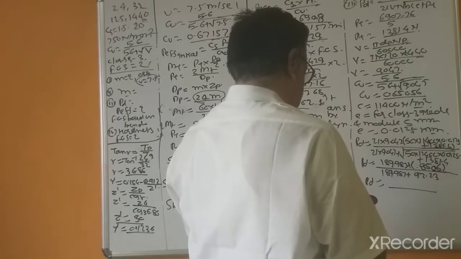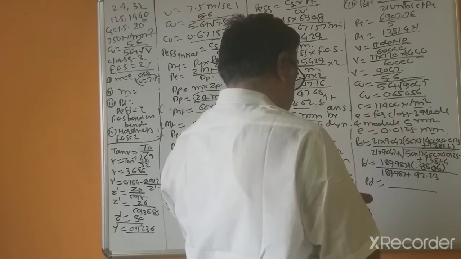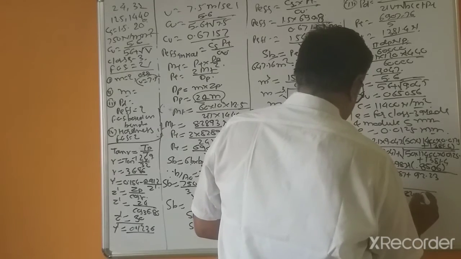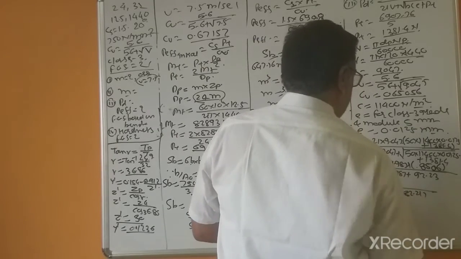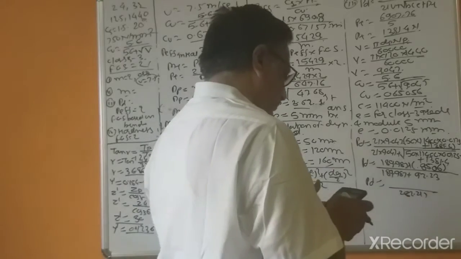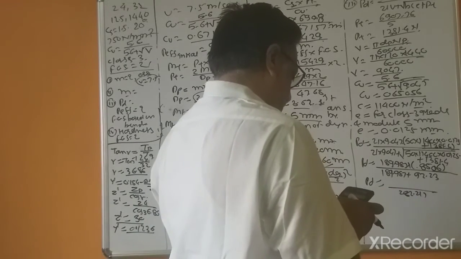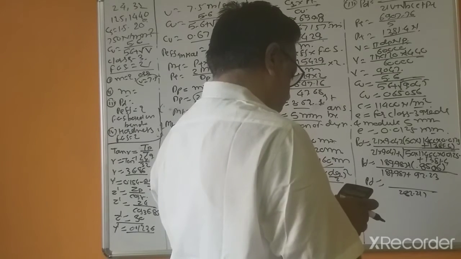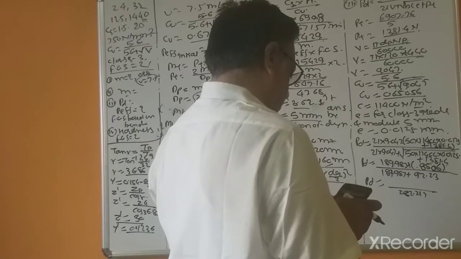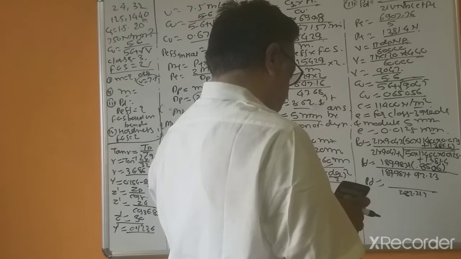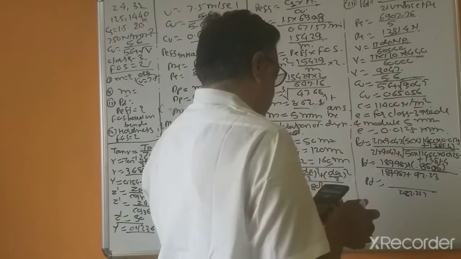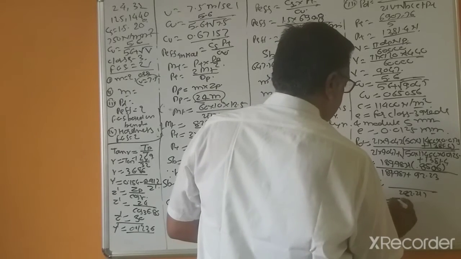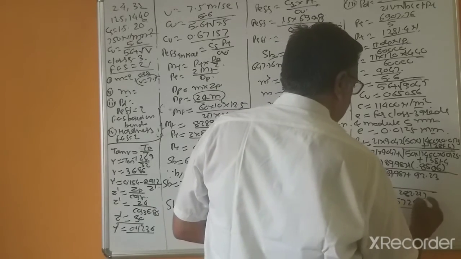plus 189.987. This is 282.217 multiplied by 189.8506. Dynamic load equal to 5726 Newton.